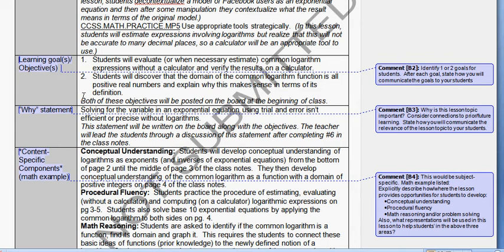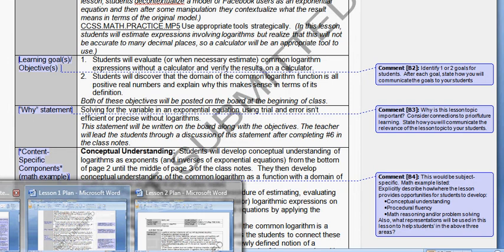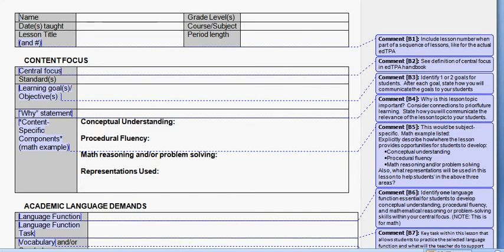And then notice I say here that both of these objectives will be posted on the board at the beginning of class. So that's just one example of how you can communicate your objectives. Alternatively, you would just have it listed at the top of a handout, or maybe you have a student come up and put it on the board, or read it off a smartboard slide. There are certainly many ways to communicate that, but you do want to think about that as part of your lesson plan.